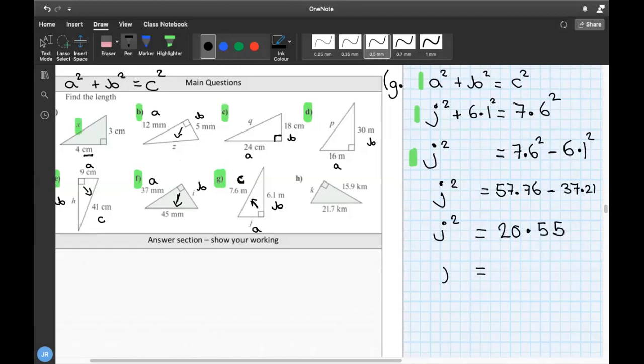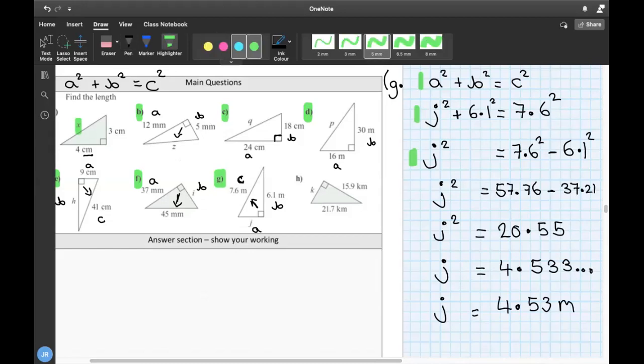We now need to go from J squared to J, which means we need to square root. Square root J, keep it balanced, we need to square root 20.55. So you do that on your calculators. You get 4.533 dot. We're now going to round that to 2 decimal places. So that's going to go to 4.53, because 3 and below, we will let that 3 go. All of our dimensions this time were in meters, so J there was 4.53 meters.